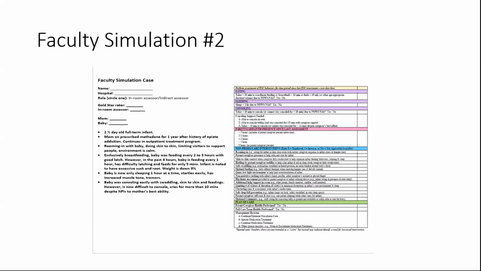The baby was feeding every 2 to 3 hours with a good latch. However, in the past 4 hours, the baby is feeding every hour. He has difficulty latching and feeds for only 5 minutes. He's noted to have an excessive suck and root, and his weight is down 9%, and he's 2.5 days old.